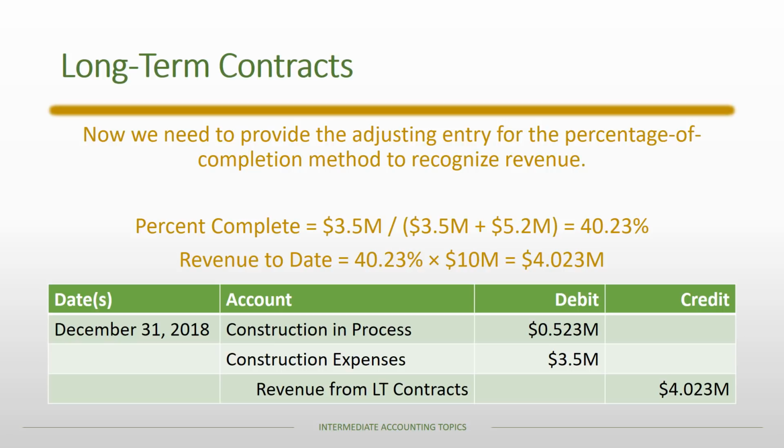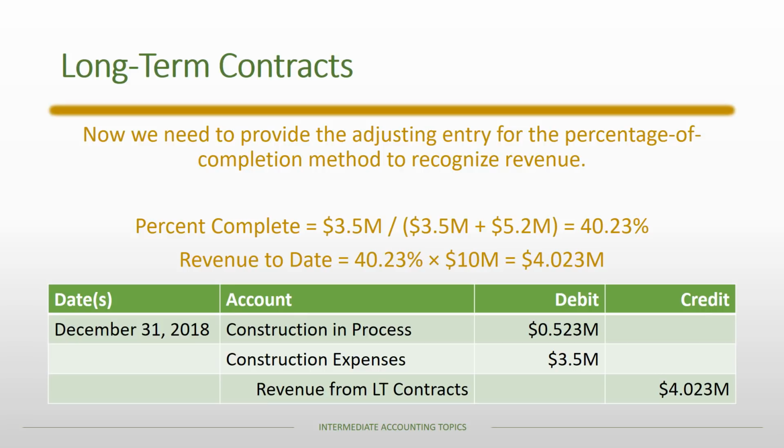And so you can see revenue to date is the revenue from long-term contracts amount. That's the 4.023 million. And then it's important that we record the construction expenses that we've incurred to date, which is that $3.5 million. And so those are calculated amounts. Both of those accounts are temporary accounts that will get closed. But if you notice, when they get closed, we would create $0.523 million in retained earnings.